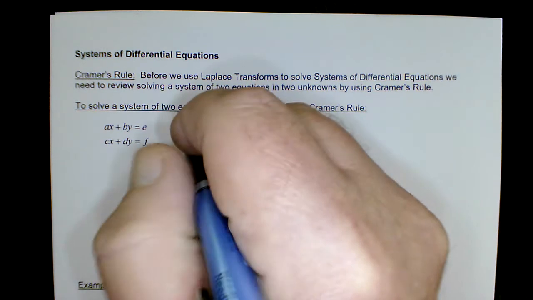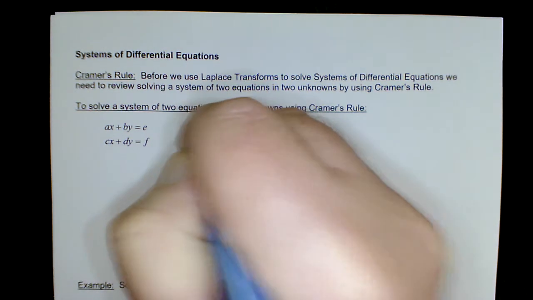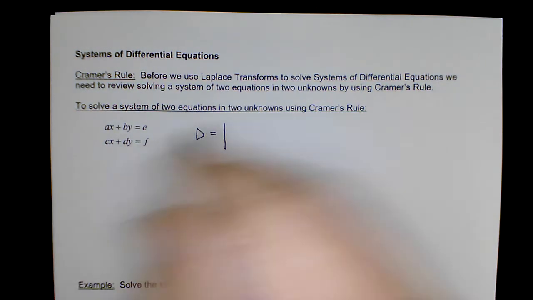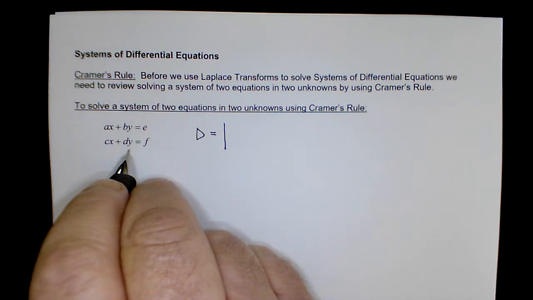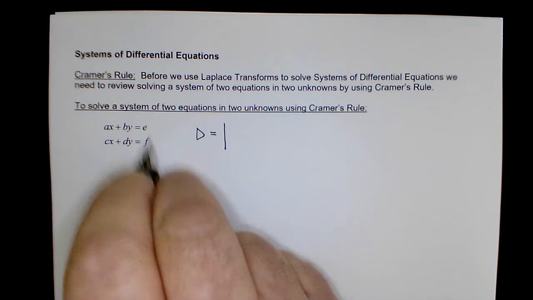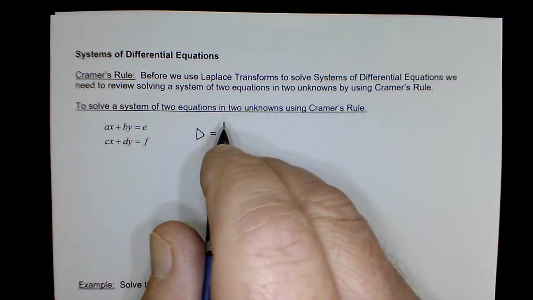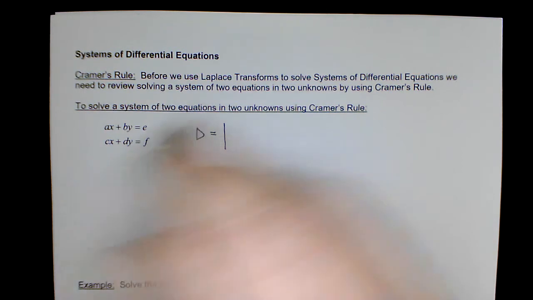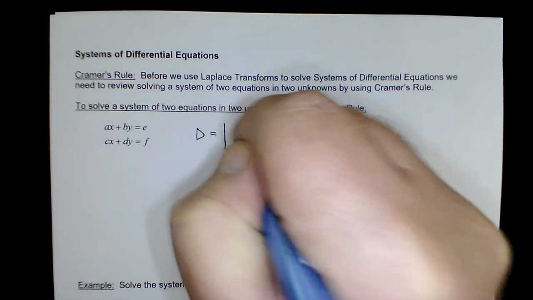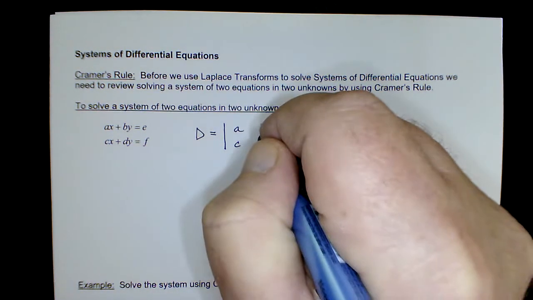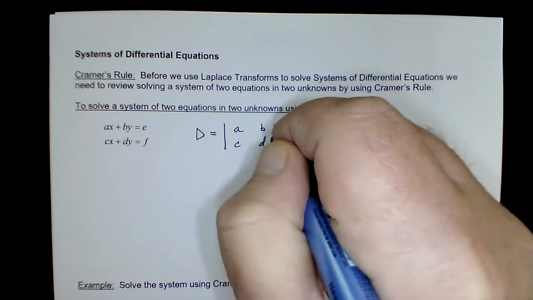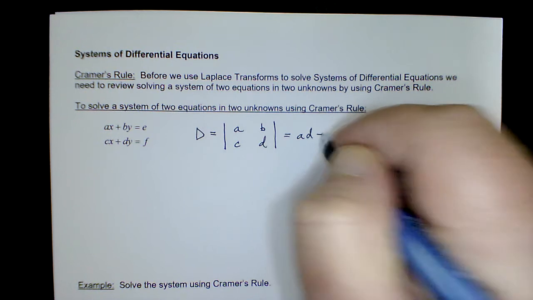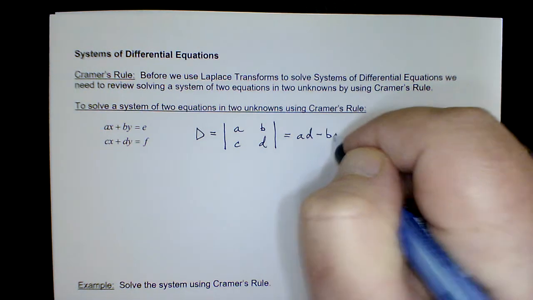Basically what we do is we calculate, I'm going to call it D for denominator, and when it's set up in this form where the x's and the y's, or the unknowns, are on one side and constants on the right side, then you just peel off the coefficients of the variables, so A, C, B, and D, and set up a 2 by 2 determinant, and then you can calculate that. Of course, it'll just be simply AD minus CB or BC, whatever you like.